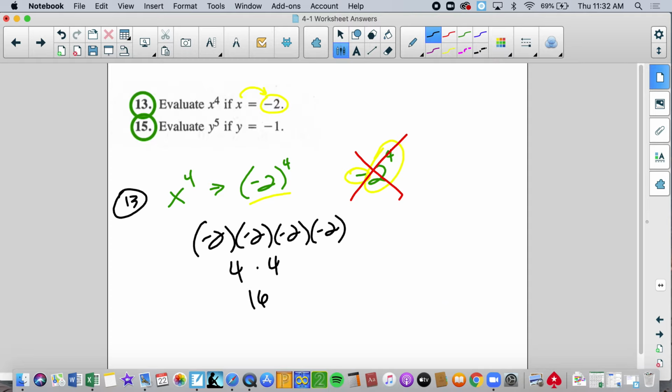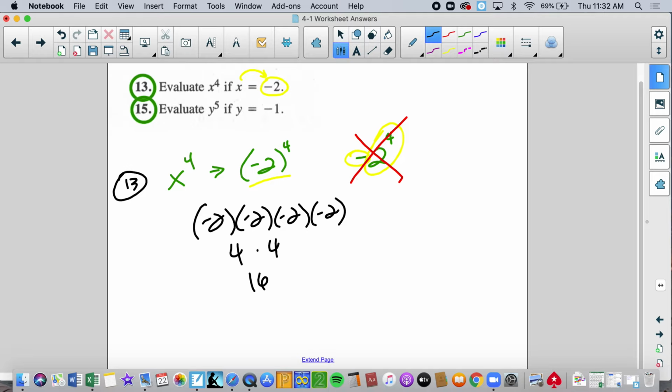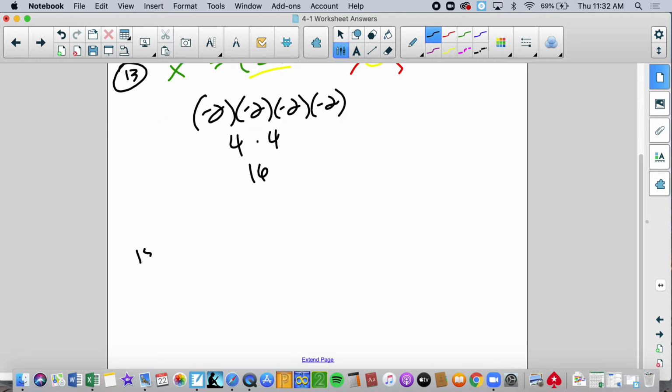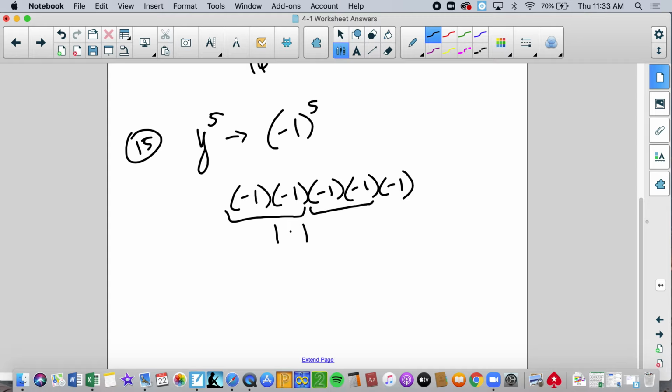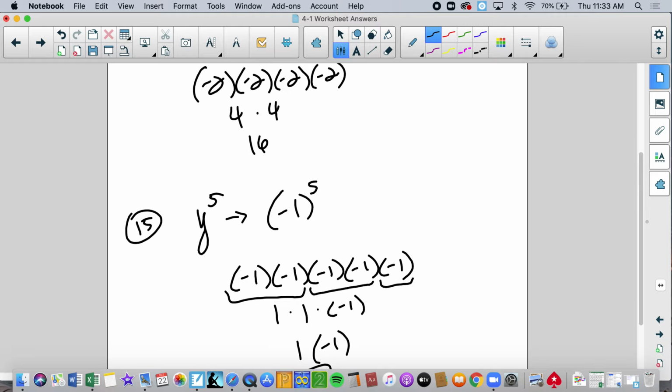And then number 15, we again have a variable. So we have number 15 is y to the 5th when y equals -1. So again, we use parentheses to include that negative. That's -1 times -1 times -1 times -1 times -1. It's the base exponent times itself. So -1 times -1 is 1, so that produces +1. That's going to produce a +1, and then times -1. So 1 times 1 is 1 times -1 is -1. So number 15 is going to be -1.